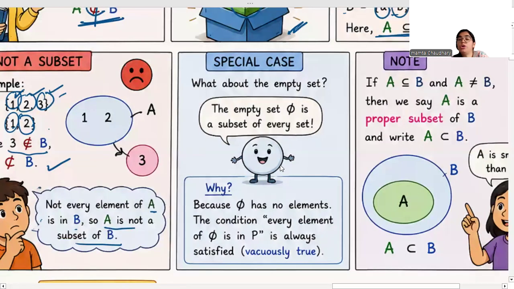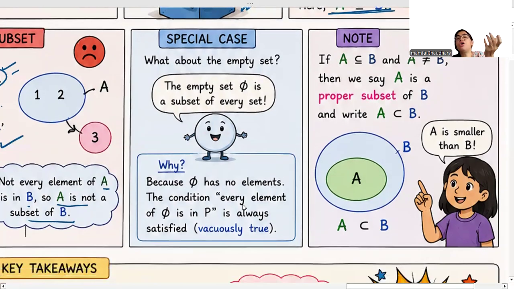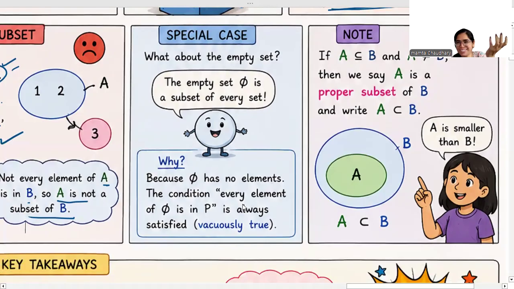Now, what about 5? Remember 5? What is 5? The empty set, null set, void set. As the empty set does not have any element, it has no element. So will it be the subset of any set? Yes.